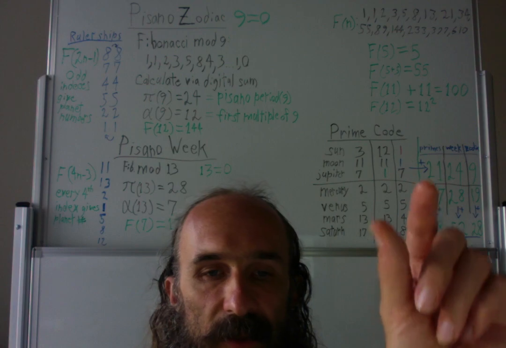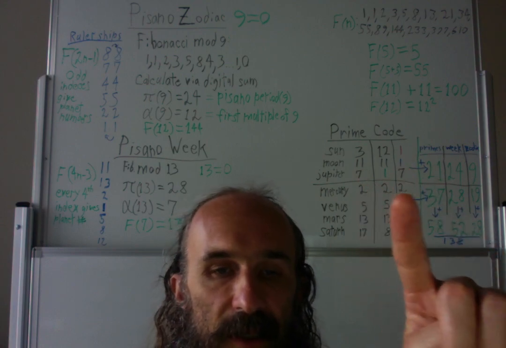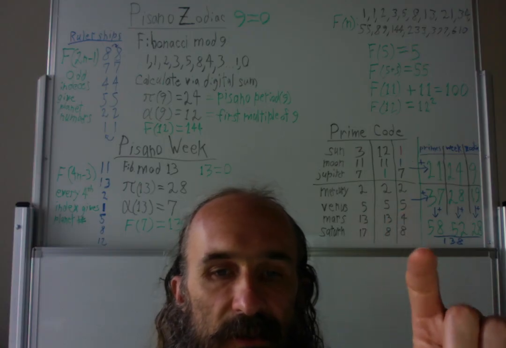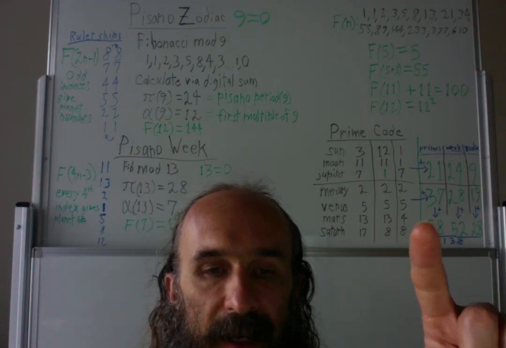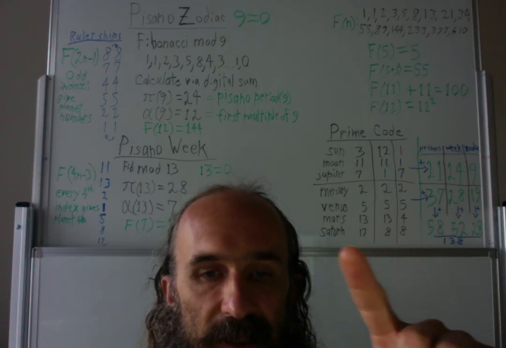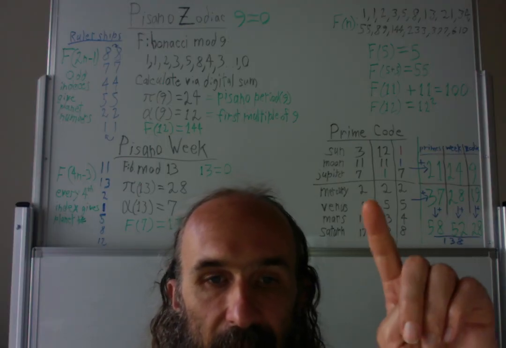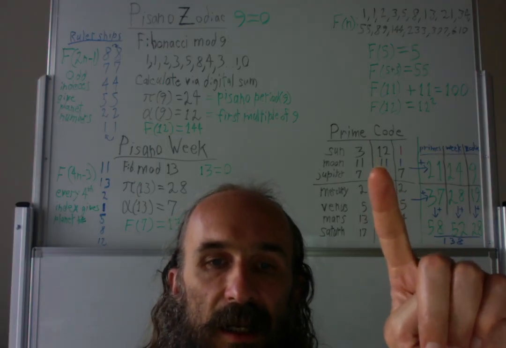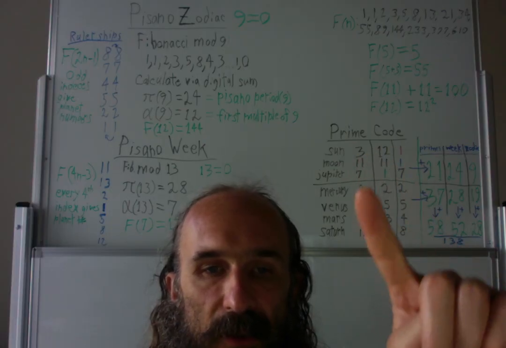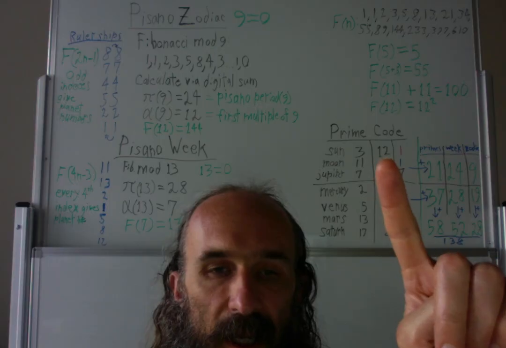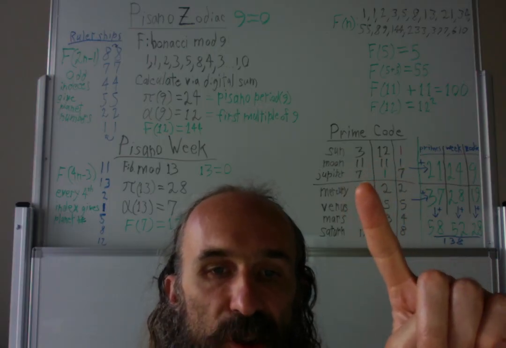And so these numbers are slight variations. You see Mercury is consistent. It's always 2. Venus is always 5. Mars is 13, but mod 9, 13 is 4. Saturn is 17, but mod 9, that's 8. And then the Sun is the only multiple of 3. The only multiple of 3 on the whole chart here is 12. The Moon is 11. Jupiter is 7.